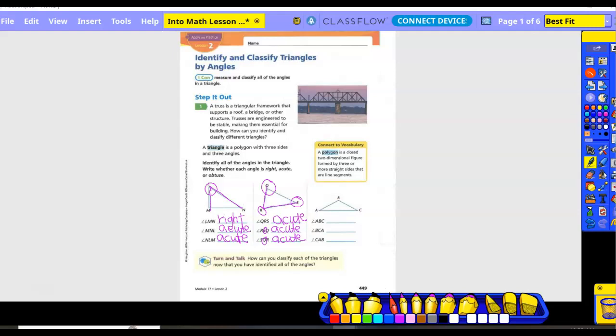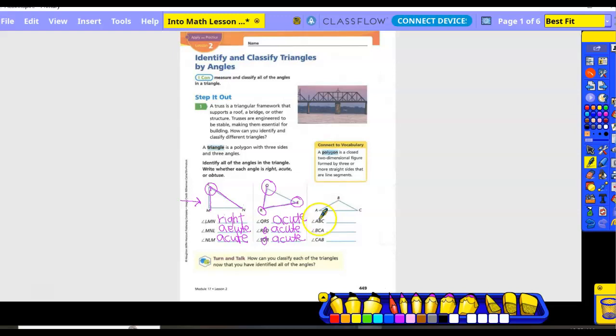Okay, going back to this first picture real quick, this one right here. If I have a right angle, can I have two right angles? No. How many degrees can a triangle equal? Only 180, right? So all the degrees in a triangle have to equal 180. If I added this right angle plus these two acute angles, I should get 180. If I had two right angles, I would already be at 180. And then would that leave room for a third one? No. So when I add all those degrees up, it should give me 180.